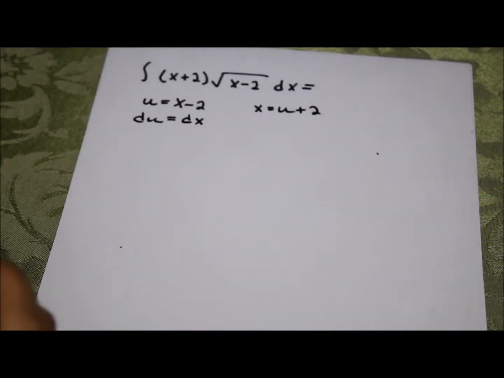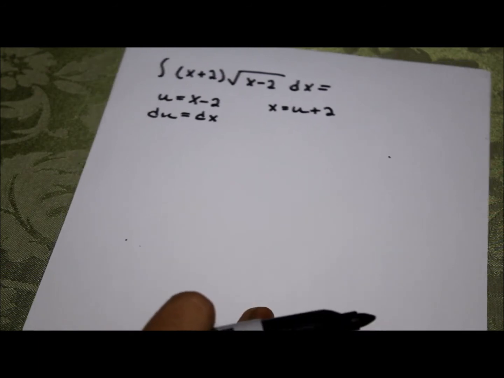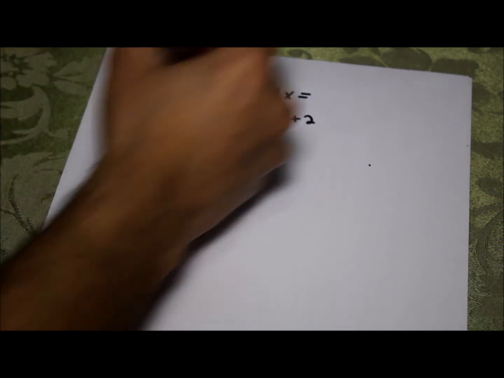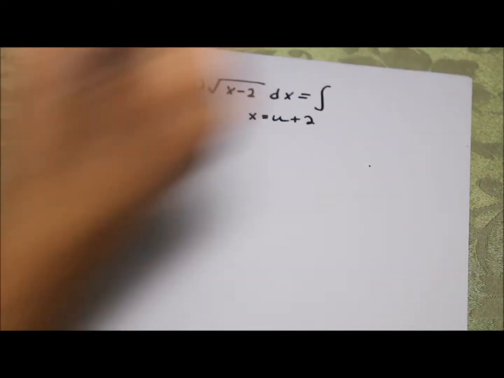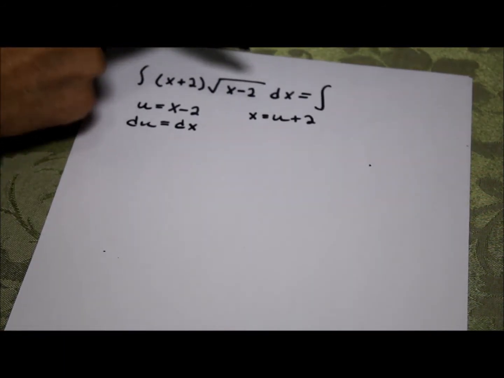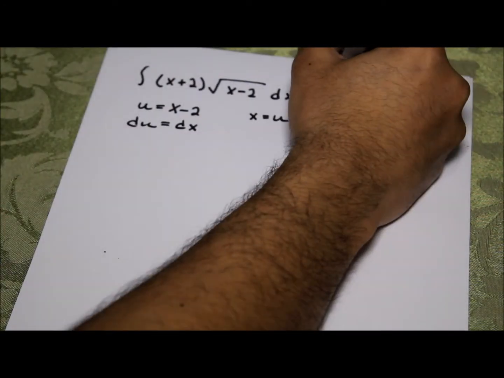So what we can do is rewrite the problem. And since we're using u, we want everything to be in terms of u. So we can't combine x terms and u terms. We want everything to be either in terms of x or u. So since we're substituting u, we wanted it to be in terms of u. So let's rewrite the problem. And on the outside we have x plus 2, and we know x equals u plus 2. So x plus 2 is equal to u plus 4.